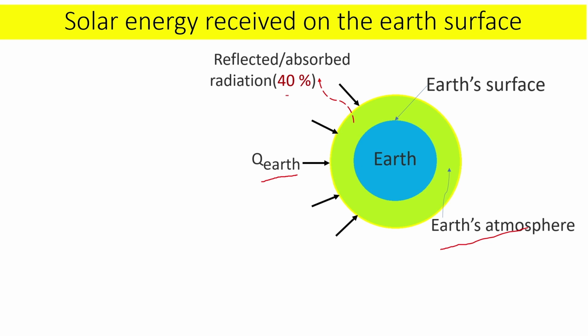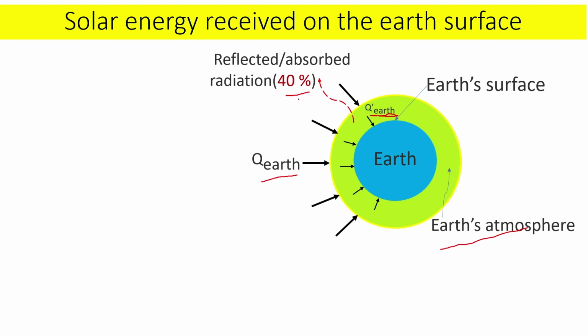As 40% of this GSC, as it enters the atmosphere, gets reflected or absorbed, means gets lost. It does not reach the surface of the Earth, because it gets absorbed by the clouds which are present in the atmosphere, or gets scattered by dust particles. Some gets absorbed by the ozone layer. So Q dash Earth, which has been shown here, is the actual amount of watts per meter square reaching the surface of the Earth, right?